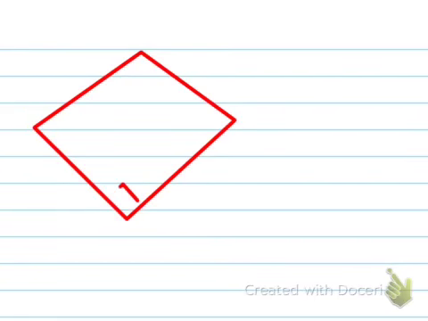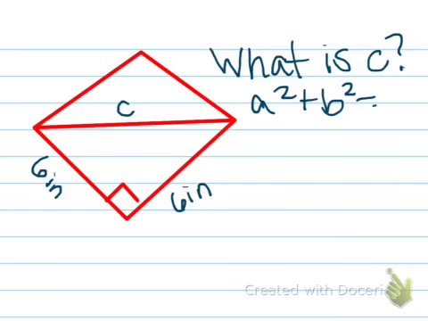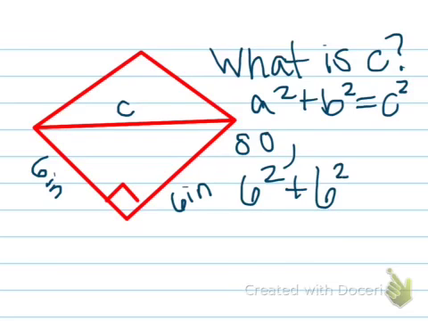Alright, now let's put this to use, finding the missing length in this triangle given here. What is c? Our two legs are 6 inches and 6 inches. So we're going to use our formula, a squared plus b squared equals c squared. So when we apply that, it'll be 6 squared plus 6 squared equals c squared.